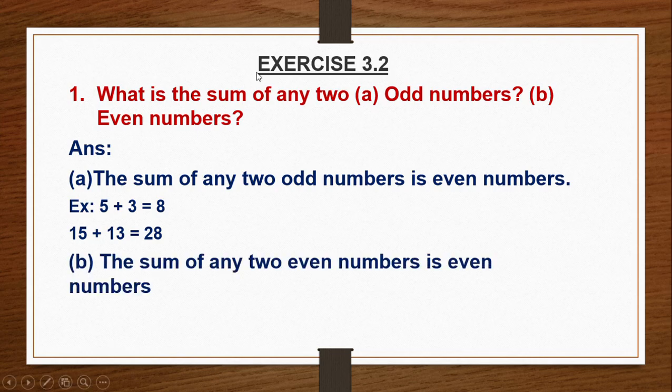The sum of any two even numbers is odd. Sorry. The sum of any two even numbers is an even number. So let's see the example. Let's take 4 and 8. Let's add it. 4 plus 8 is 12, and 12 plus 28 is 40.